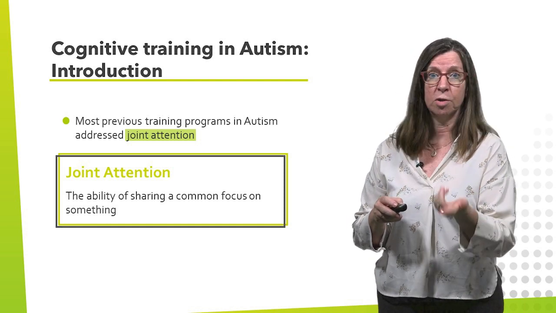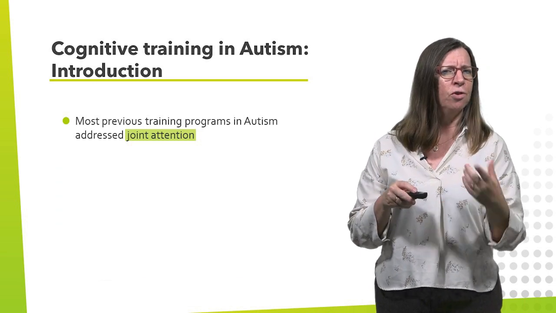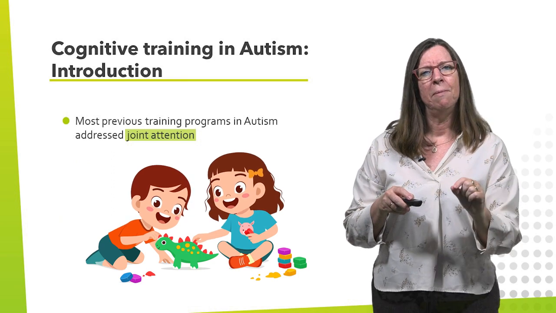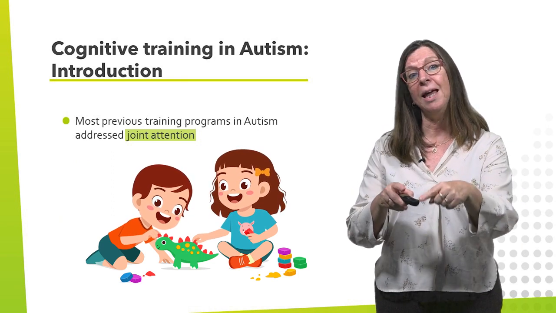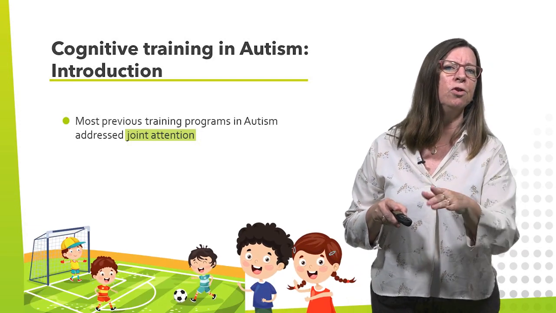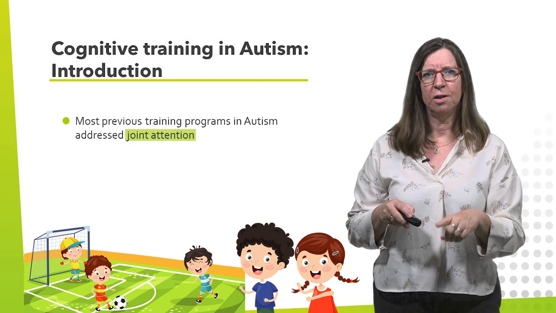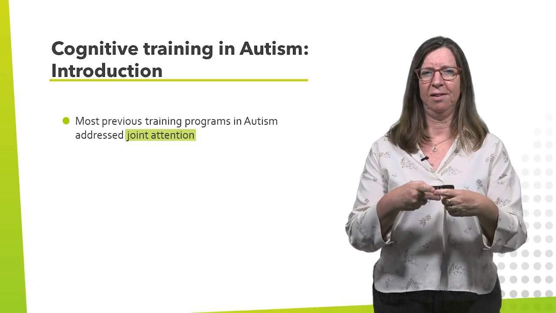As you probably know, joint attention refers to the ability of sharing common focus on something, such as other people, objects, a concept or an event, with someone else. For example, two children may both look at a toy they're playing with. Or another example, two children can observe a football match they would like to join. The intention here is to share the experience.